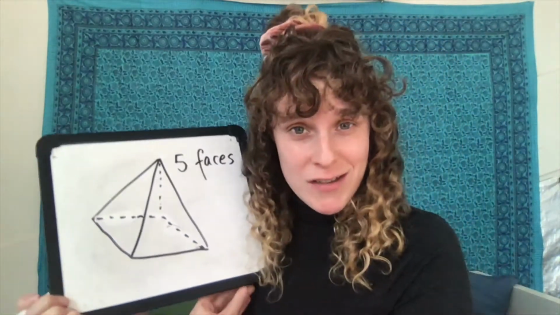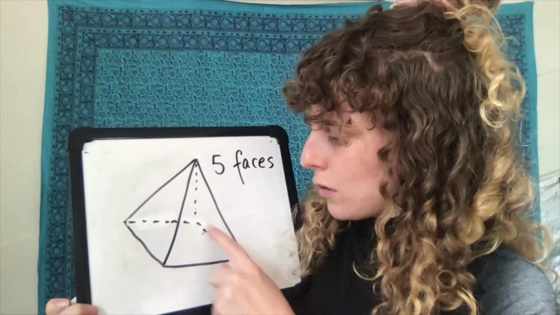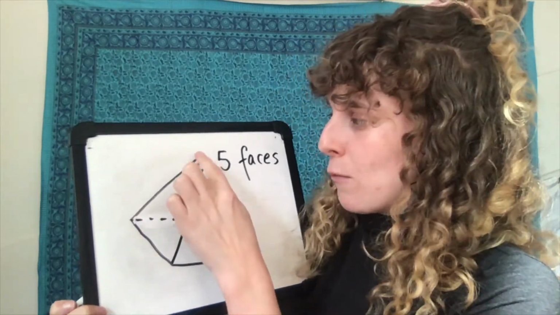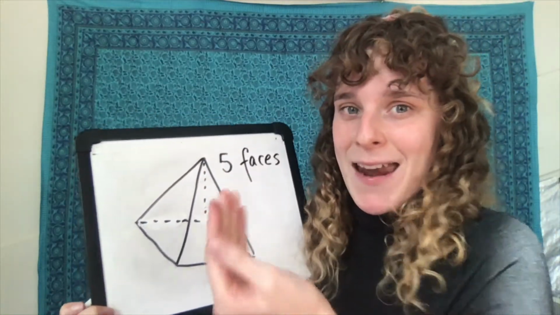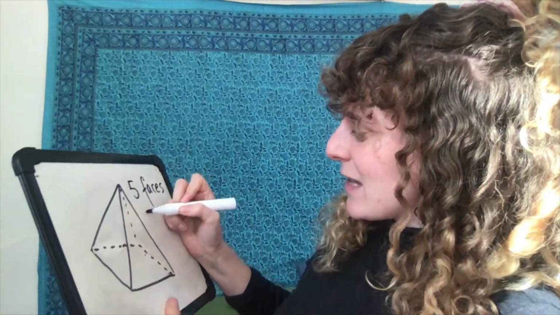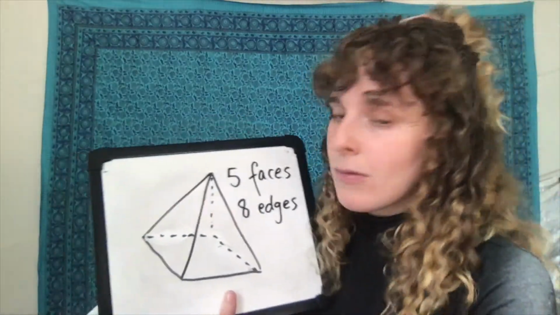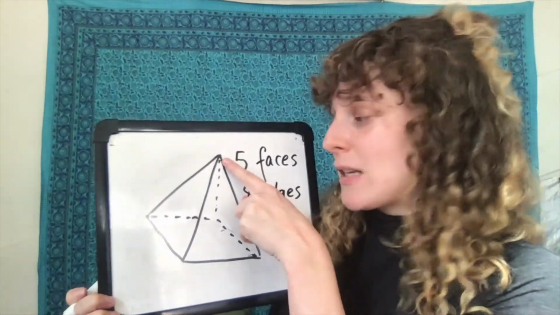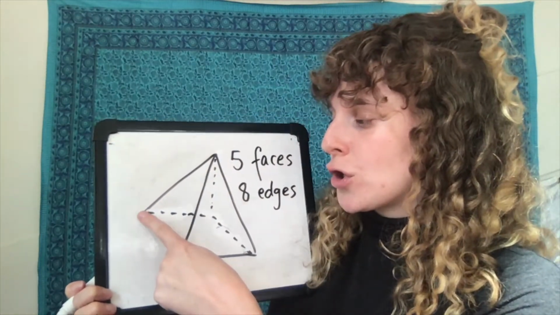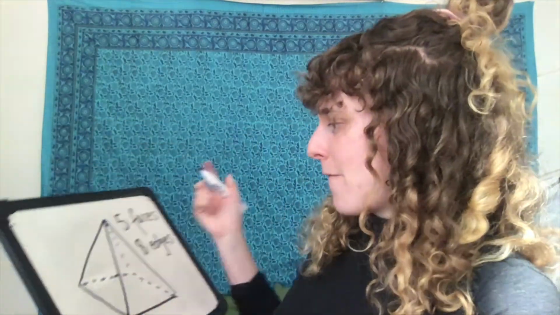Now what about edges? Let's count the edges. So we've got 1, 2, 3, 4, and then we'd have 5, 6, 7, 8 on that other side. It's got 8 edges. And let's count the vertices. We've got 1 at the top. Here's our point at the top. 1, and then 2, 3, 4 on the other side. 5 vertices. Maybe I'll write that over here.